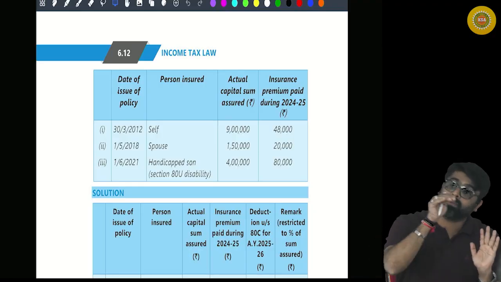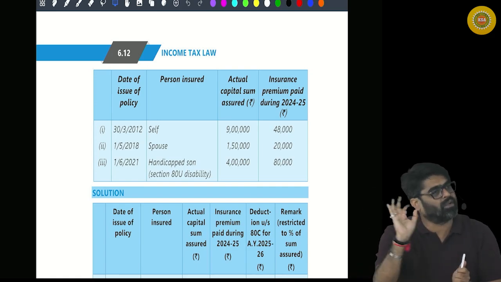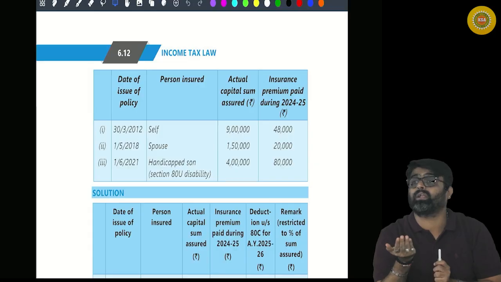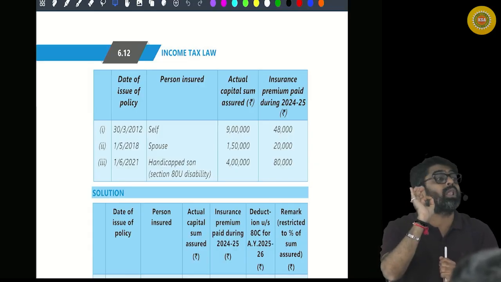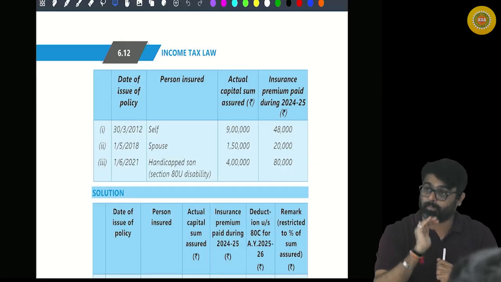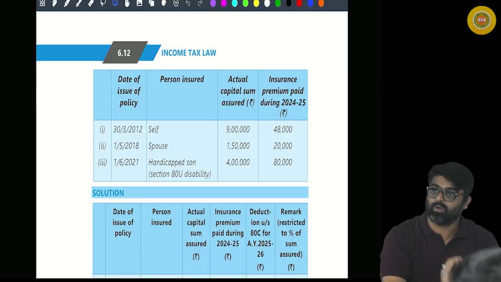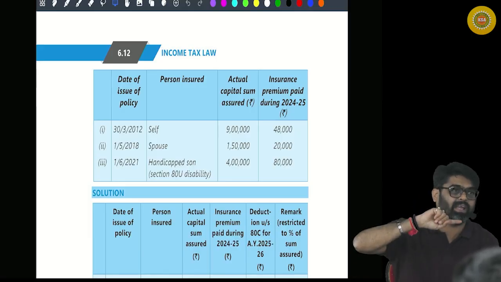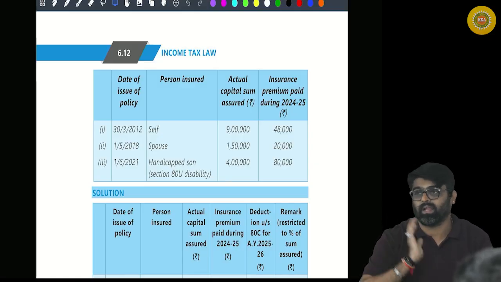Now from that list, if any of the payments or investments are made during the previous year, then the total amount of investments or payments specified under section 80C will be allowed as a deduction under section 80C from your GTI. But the maximum deduction cannot be more than 1,50,000.